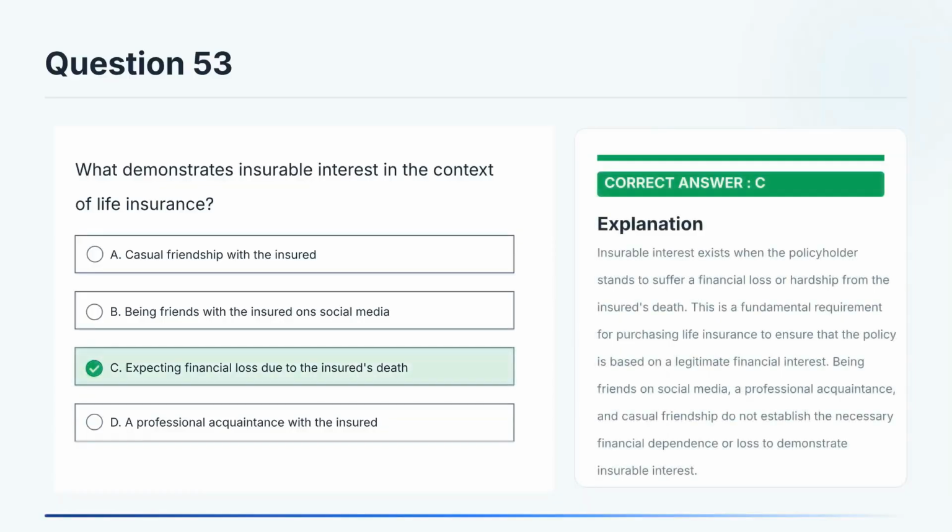The answer is C. Expecting financial loss due to the insured's death. Insurable interest exists when the policyholder stands to suffer a financial loss or hardship from the insured's death. This is a fundamental requirement for purchasing life insurance to ensure that the policy is based on a legitimate financial interest. Being friends on social media, a professional acquaintance, and casual friendship do not establish the necessary financial dependence or loss to demonstrate insurable interest.